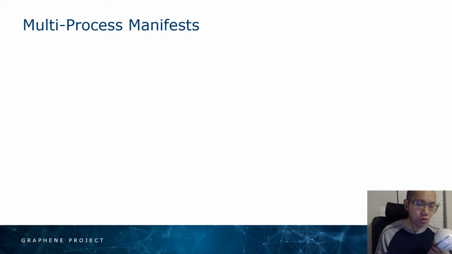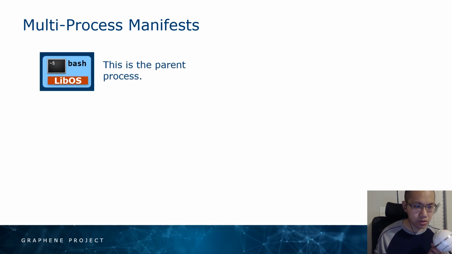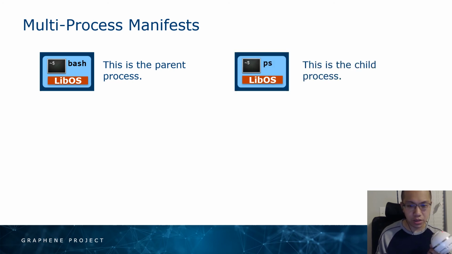To support multi-process applications inside enclaves, we also extended the manifest syntax to support identification of enclaves inside the same instance. So think about this example. You have two processes, the bash program being the parent process and the PS program being the child process. Because both the bash program and the PS program will be running in their own enclaves, the enclave that runs the bash program should at least be able to identify the enclave that runs the PS program. So in this case, we start by writing the manifest file of the PS program.